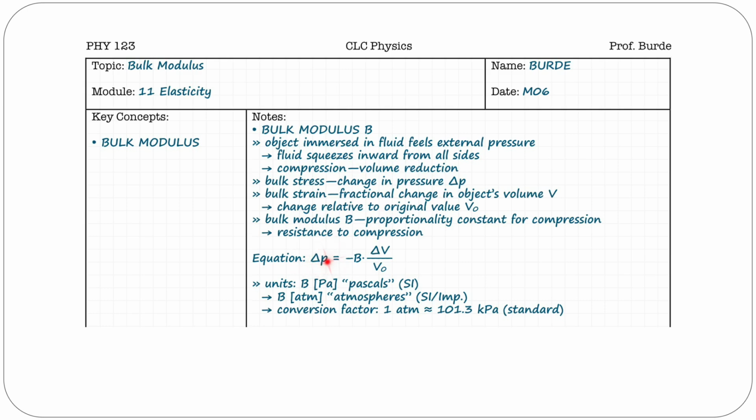But for a certain amount of change in pressure, if the bulk modulus is larger, that means there will be a smaller change in volume, because a large bulk modulus means that the material is able to withstand that pressure without changing its volume as a result. This is a unitless quantity here because this is volume over volume. Pressure is already measured in pascals, so our bulk modulus must also be measured in pascals. It can also be given in atmospheres. Atmospheres are in SI or imperial, and 1 atmosphere is about 101.3 kilopascals. That is a standard atmosphere at sea level.